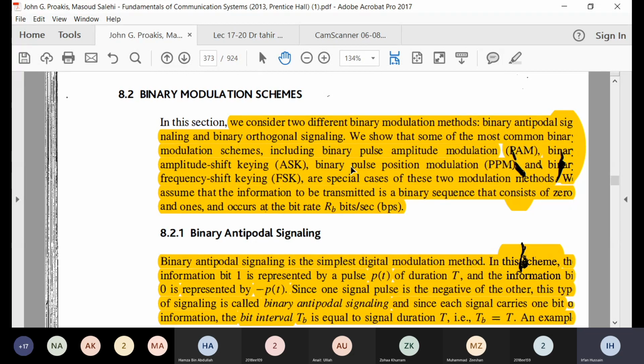Now, after setting the representation of any signal onto the orthonormal basis, and then its representation in terms of vectors, its energy and its positions, we go to some of the schemes or methods that are used for binary modulation. Binary means two, so there are two types of different signals.